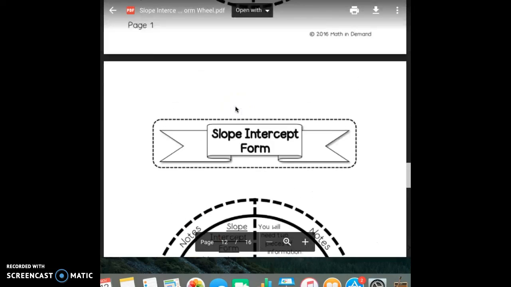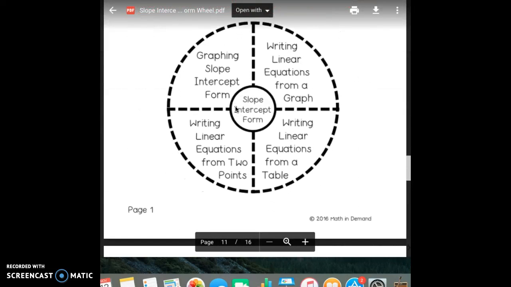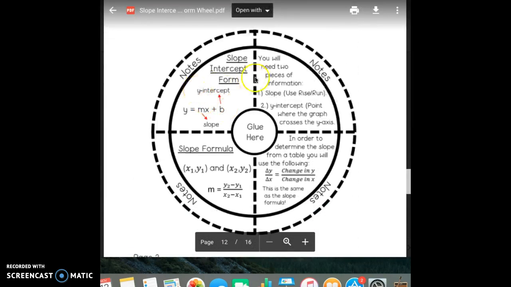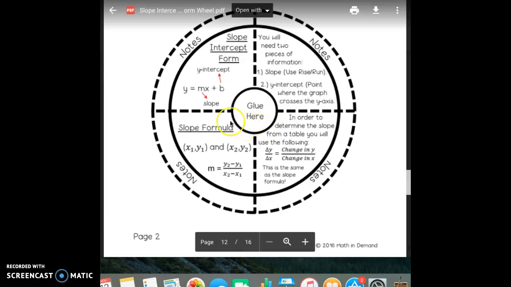Okay, so this is the answer key for the wheel. This is the second layer, and we talked about the slope-intercept form in class, and we talked about writing linear equations from a graph, the notes for it. Some classes got to the slope formula, the notes for writing linear equations from 2 points. Some classes did not. So if you did not, then this is going to be x1, y1, x2, y2.